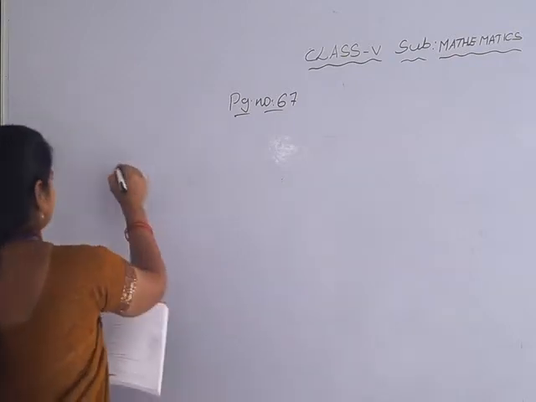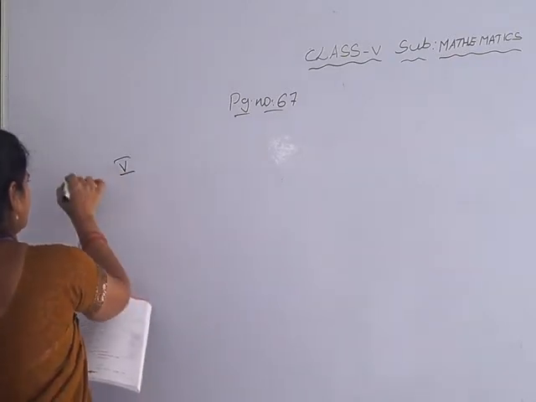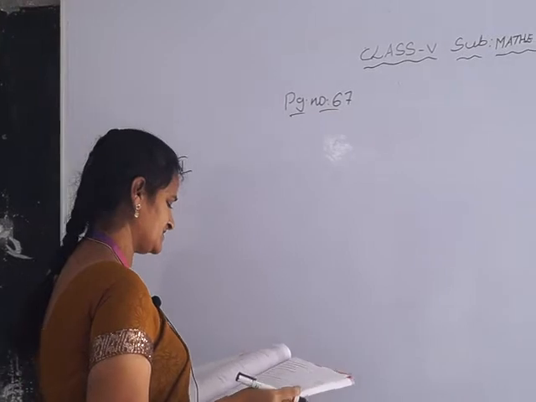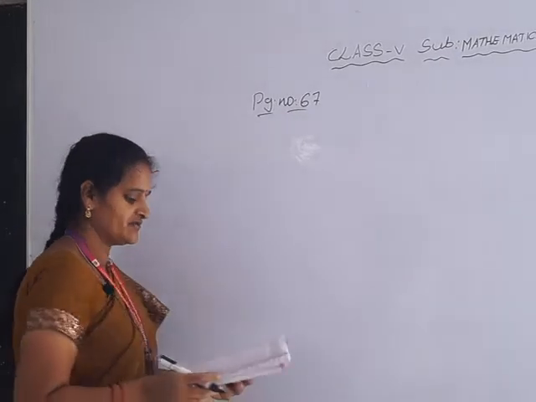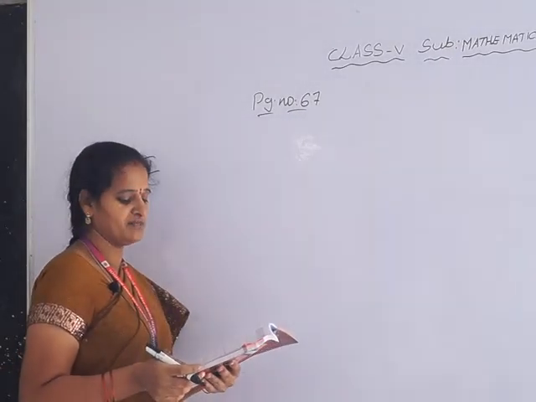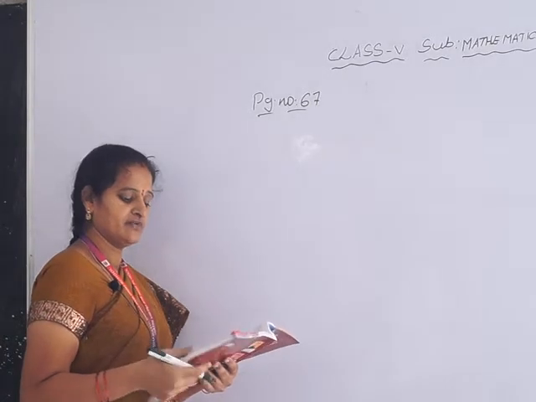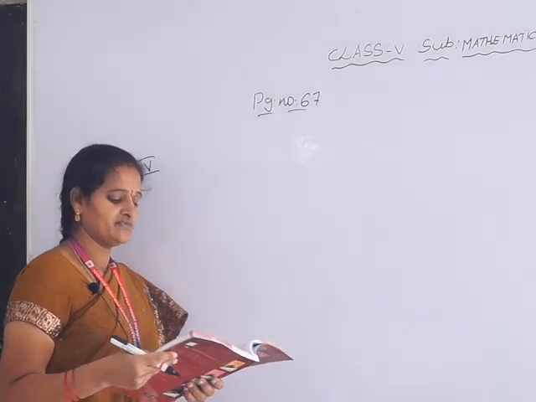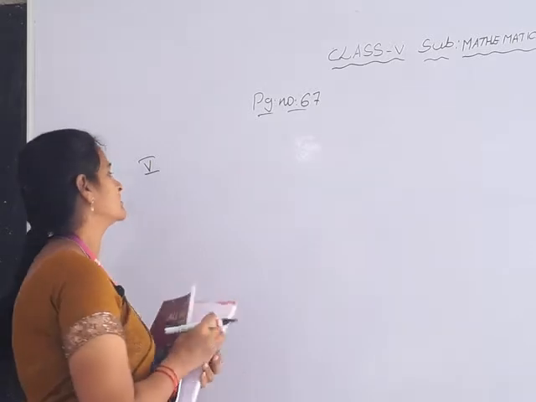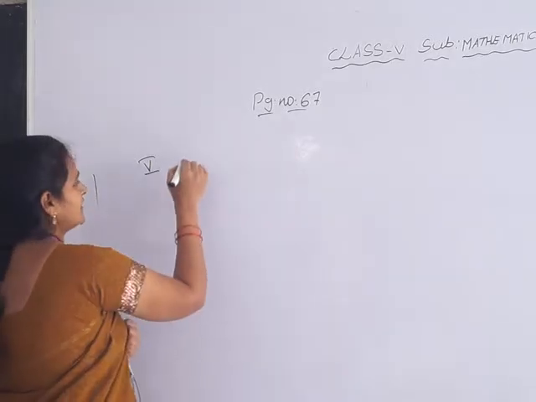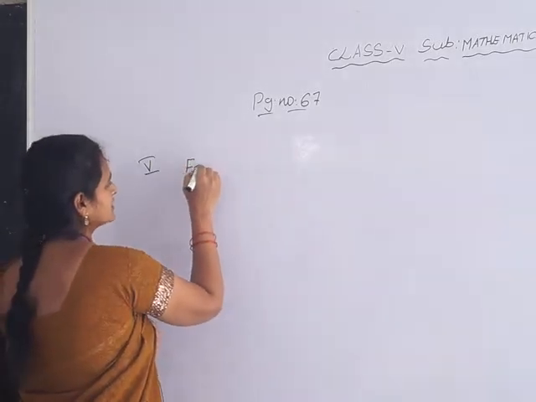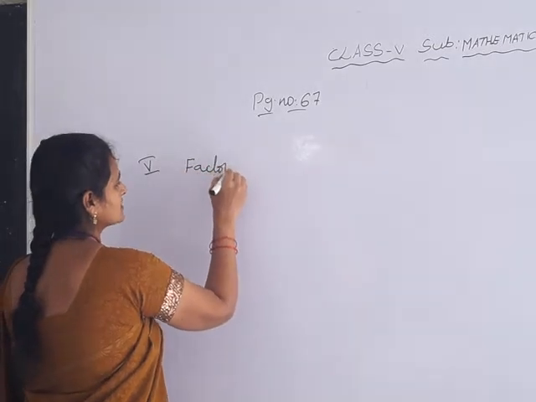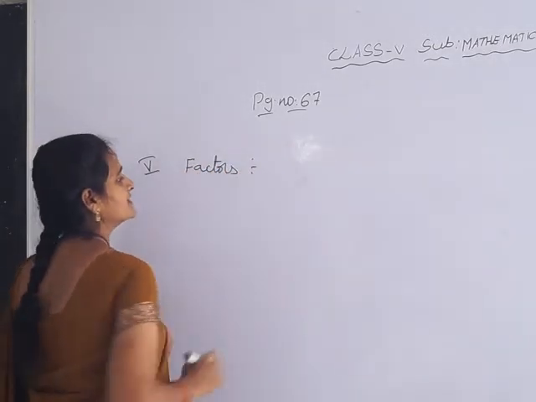Now question number 5: write the first 5 factors and multiples of the given numbers. Write the factors and multiples of the given numbers.